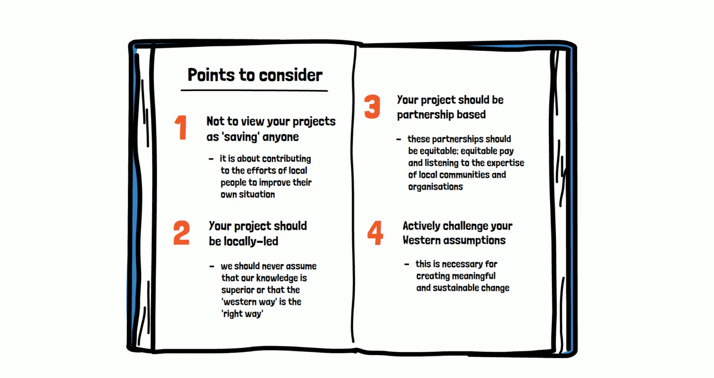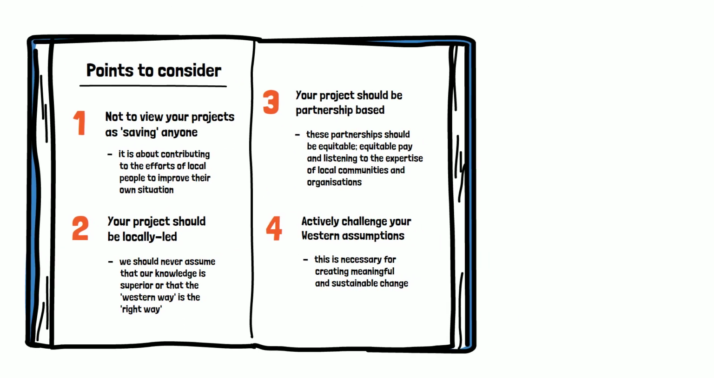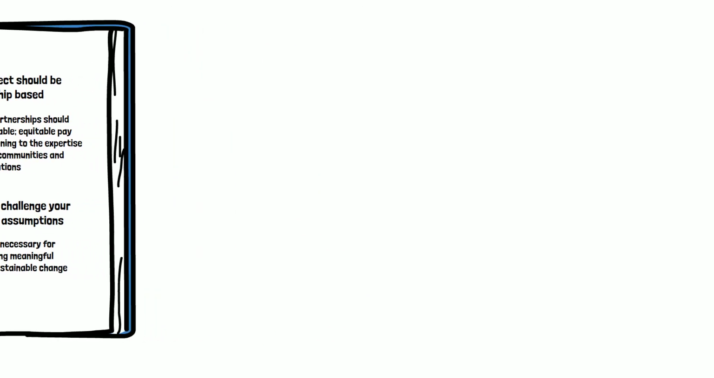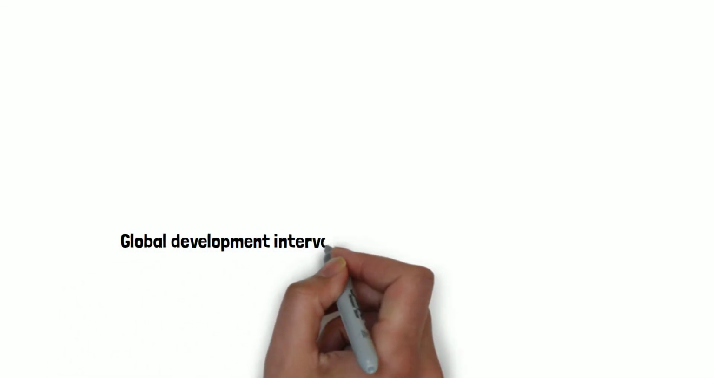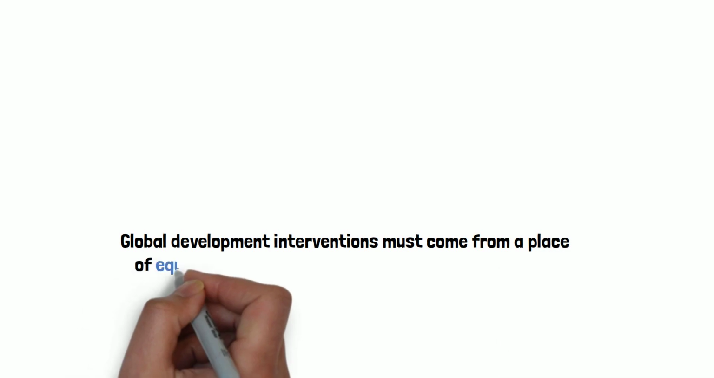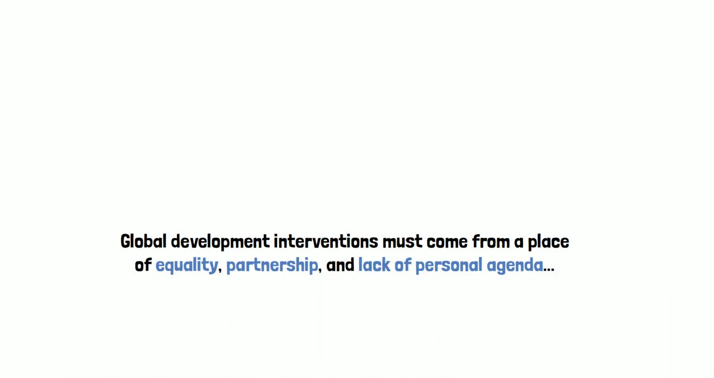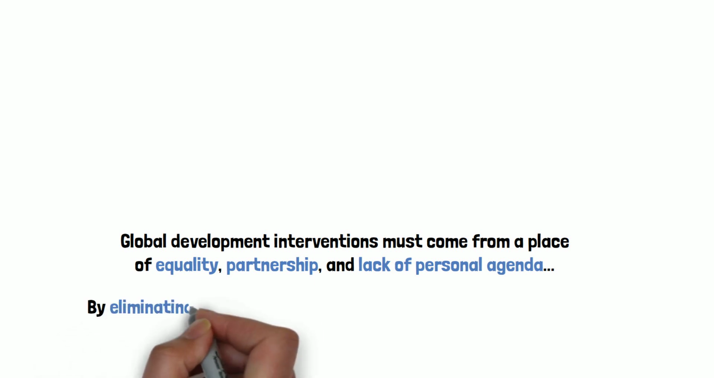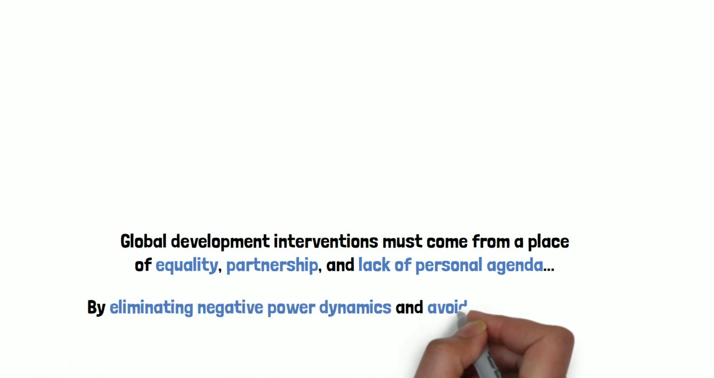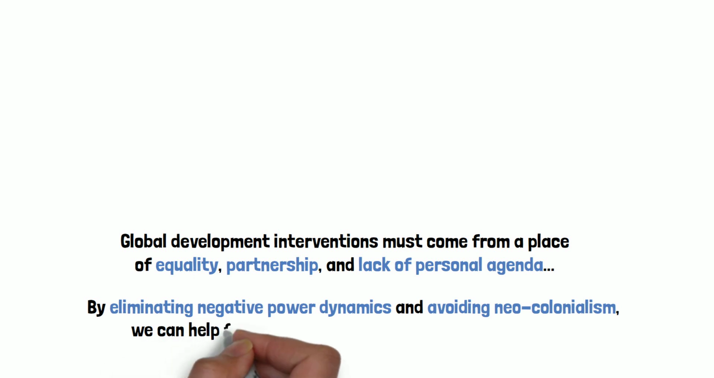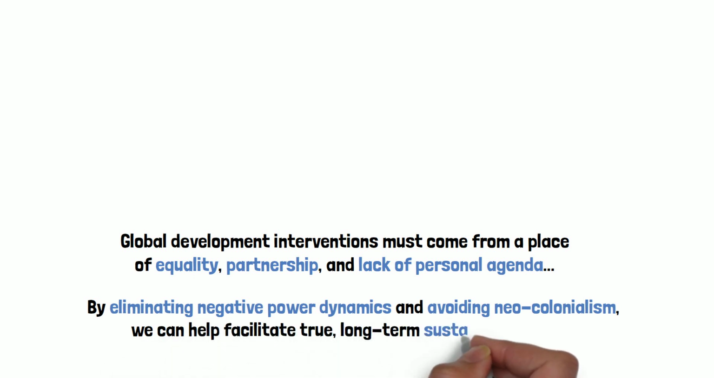Undoubtedly, global development interventions play a role in the development of countries like Ghana and India. However, it is really important to recognise exactly what this role entails. Global development interventions must come from a place of equality, partnership, and lack of personal agenda. By eliminating negative power dynamics and avoiding neocolonialism, we can help facilitate true long-term sustainable change.